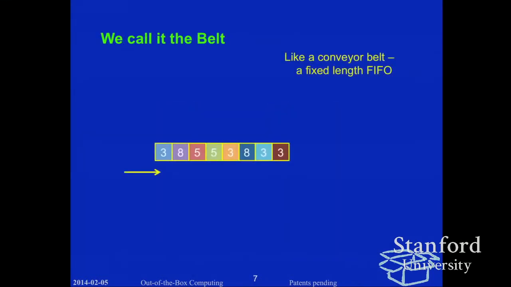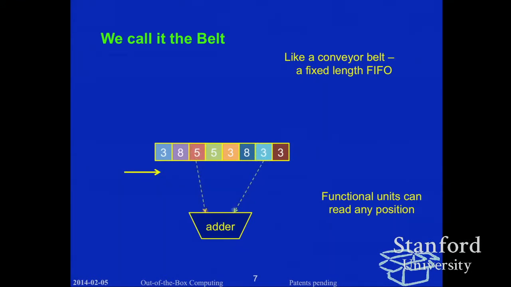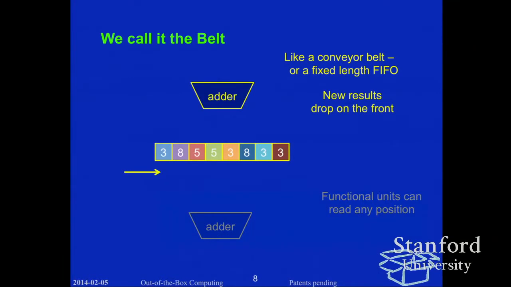The communication device looks like a conveyor belt. It is a fixed-length FIFO. Assume that that is a set of values sitting on the belt. A functional unit can read any position in that FIFO, pulling values off it down into the functional unit. New results always drop on the front of the belt, unconditionally. You do not specify a destination for your computation. However, it's a fixed length, so when you drop a new one on the front, well, that pushes the oldest off the back, and it is gone permanently.